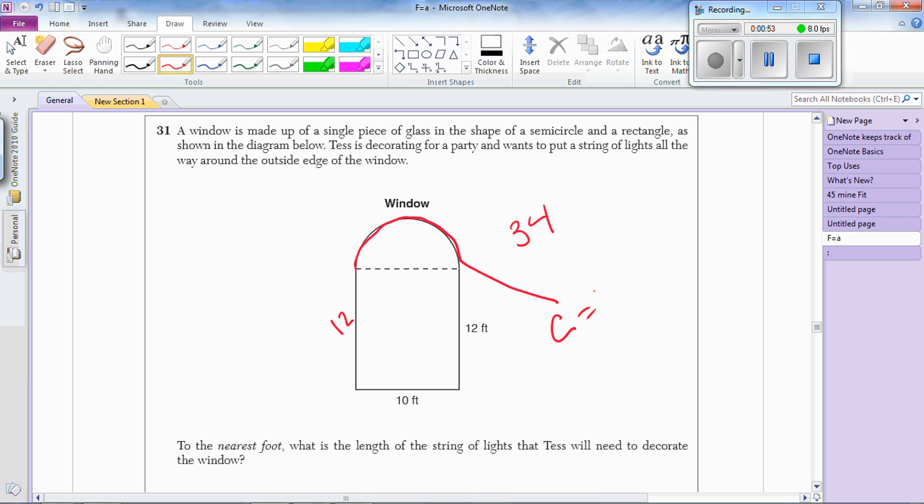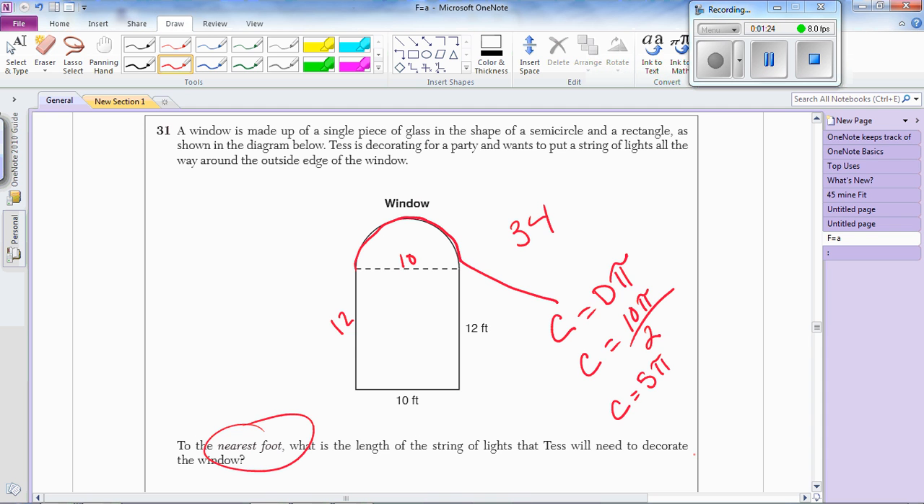Circumference formula is diameter times pi. Well, this is 10. So the circumference of an entire circle that's got a diameter of 10 would be 10 pi. But we only have half, so we divide by 2, and I get the circumference is equal to 5 pi. But it said to the nearest foot. Now, if it said the exact, we'd have to do that, but nobody buys strings of lights in exact.